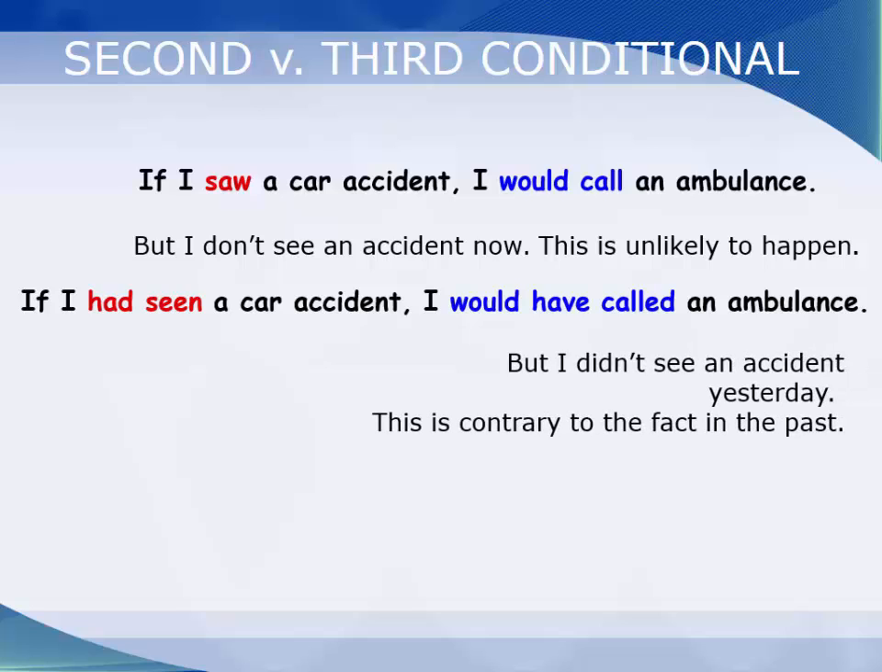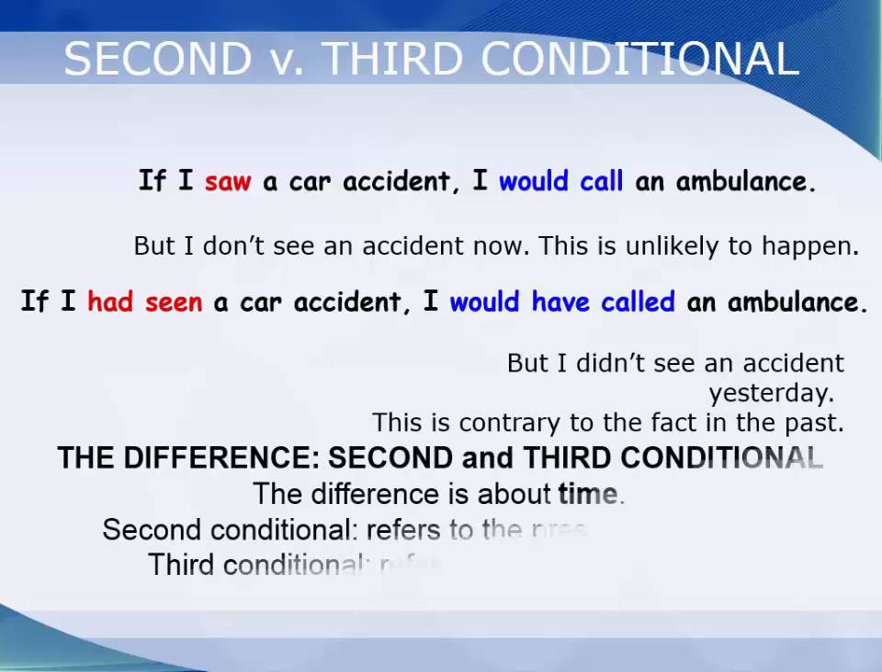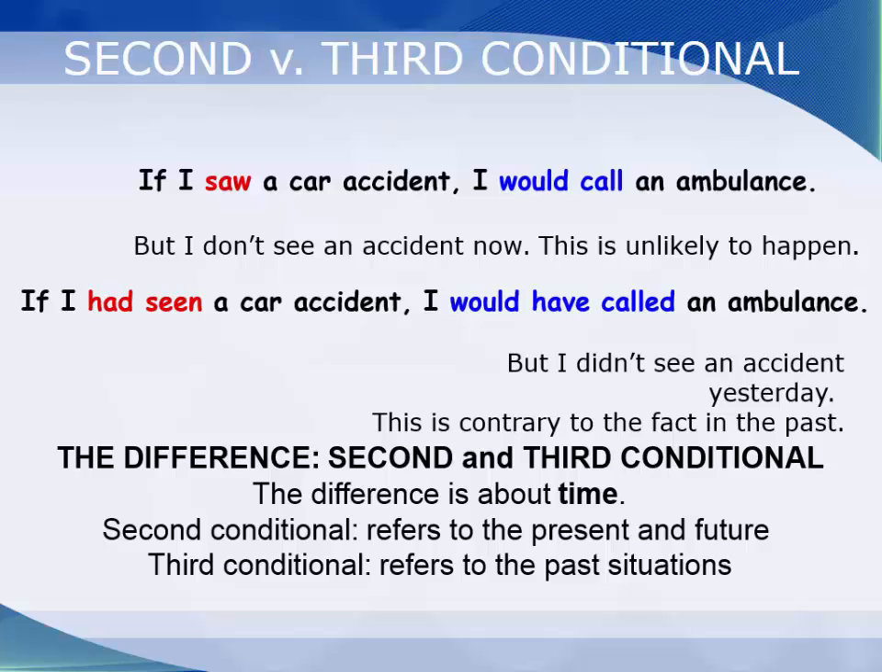If I had seen a car accident, I would have called an ambulance. But I didn't see an accident yesterday. This is contrary to the fact in the past. The difference between the second and third conditional is about time. Second conditional refers to the present and future. The third conditional refers to the past situations.